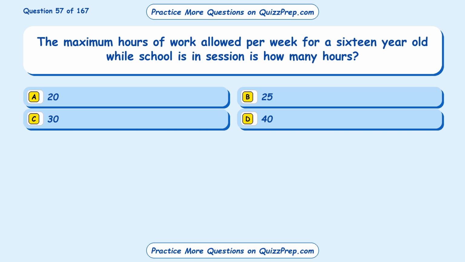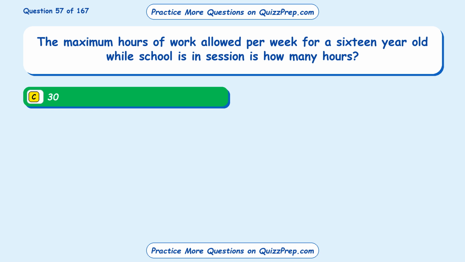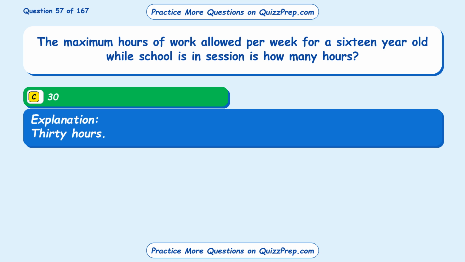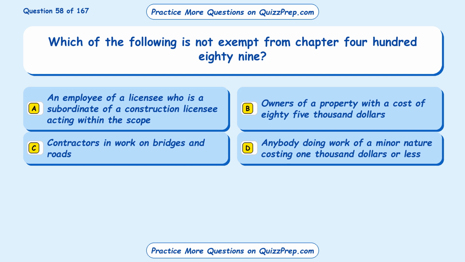Question 57. The maximum hours of work allowed per week for a 16-year-old while school is in session is how many hours? Option A, 20. Option B, 25. Option C, 30. Option D, 40. The correct answer is option C, 30. 30 hours.